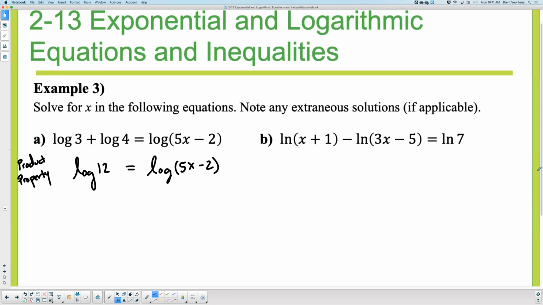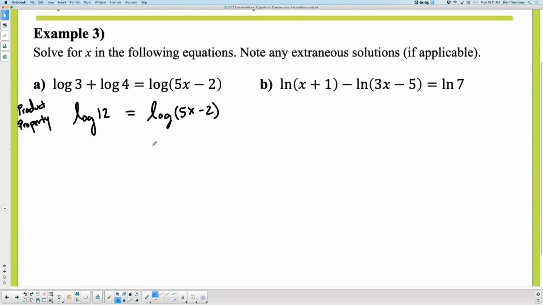Okay, so now what I can do is apply what's called the one-to-one property. If you have an equation and you have two logarithms, and each side of the equation is isolated for one of those two logarithms. So over here, is there anything besides the log 12? No. Is there anything over here besides this log as well? No. You can do what's called the one-to-one property, which means this. If I have log of 12 equaling log of 5x minus 2, that means 12 must equal 5x minus 2. This must equal 12 so that these would be equal.